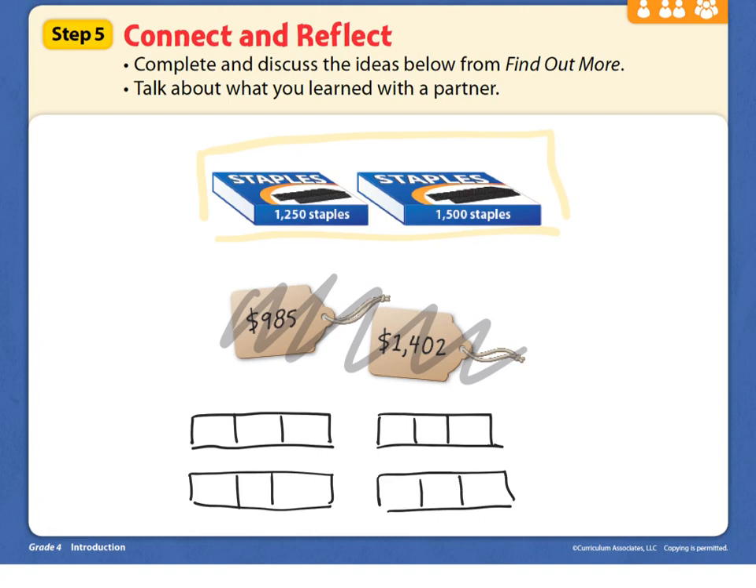The rectangles on the right represent how many ones there are. We have the ones place, the tens place, and the hundreds place. The rectangles on the left represent the thousands. We have the thousands place, the 10,000s place, and the 100,000s place. And I'm going to fill in each of these numbers into place value.